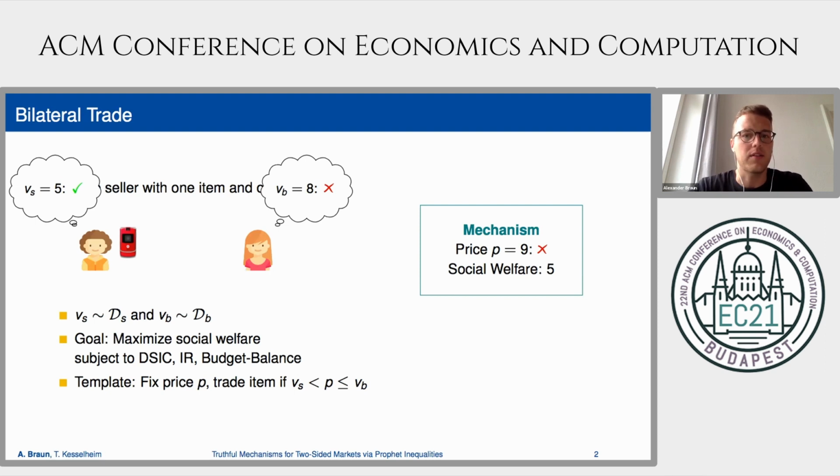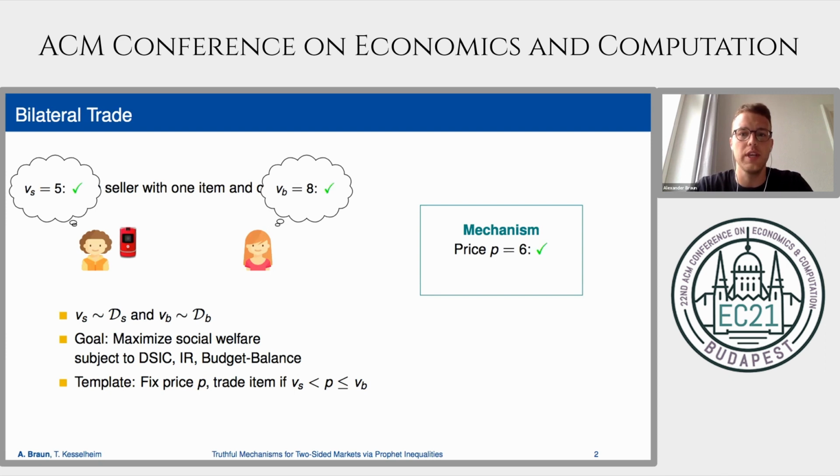Now there could be another mechanism. Say we have a mechanism which is fixing a price of 6. Then again, the same procedure starts. We first ask the seller, do you want to sell the item or do you want to keep it? And still for the seller with a value of 5, it's beneficial to sell the item, so the seller agrees to the trade. And in this case, also the buyer will say, okay, I have a value of 8, but I just need to pay 6. So therefore, it's also beneficial for the buyer to accept the trade.